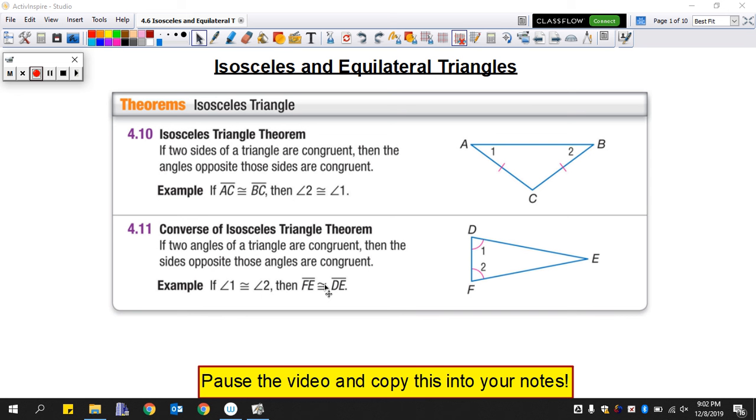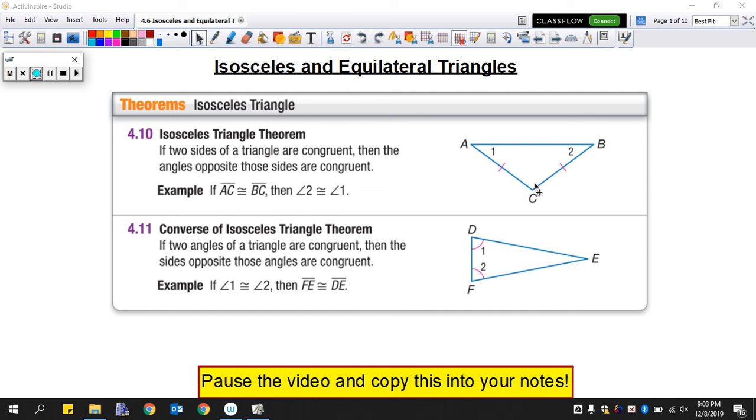In this lesson, we're going to learn about isosceles and equilateral triangles and how their sides and their angles interact with each other. Now, if you remember from previous lessons, isosceles triangles are triangles that have two sides that are congruent. So the first theorem and its converse deal with that. The isosceles triangle theorem says that if two sides of a triangle are congruent, then the angles that are opposite those two sides are congruent.